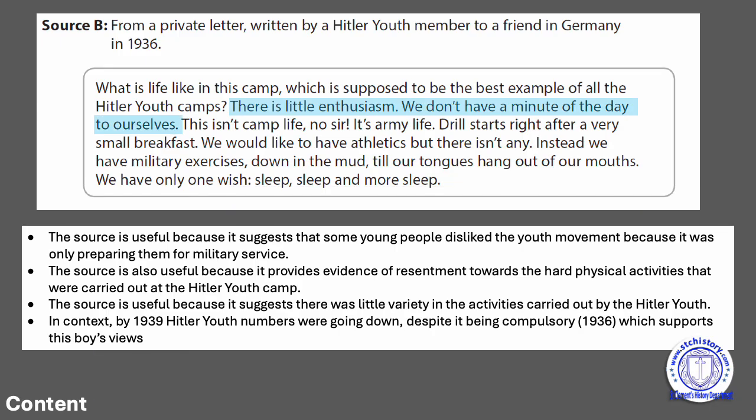So where you see a colour now, this would be a quote. This would be what we might put in our paragraph, which you'll see in a minute. We might just quote that blue box there. Source B says there is little enthusiasm, we don't have a minute of the day to ourselves, and then you would back that up with a little bit of knowledge about what that means and what you know.